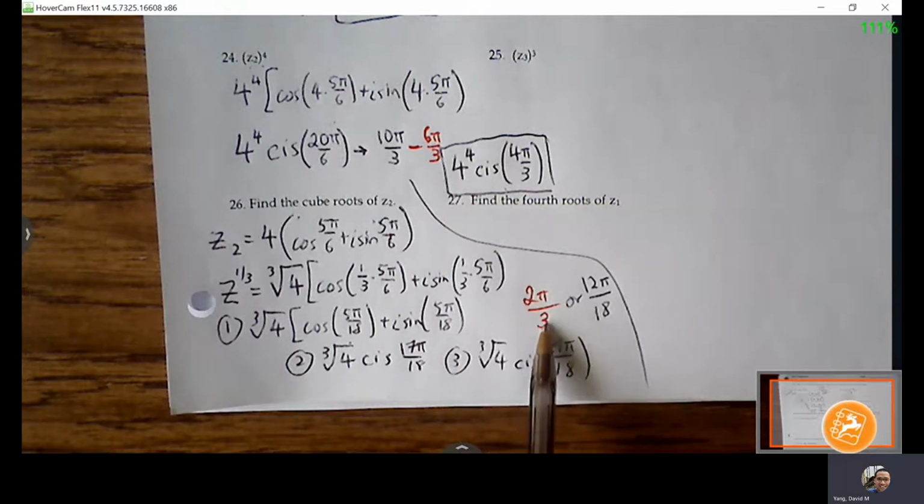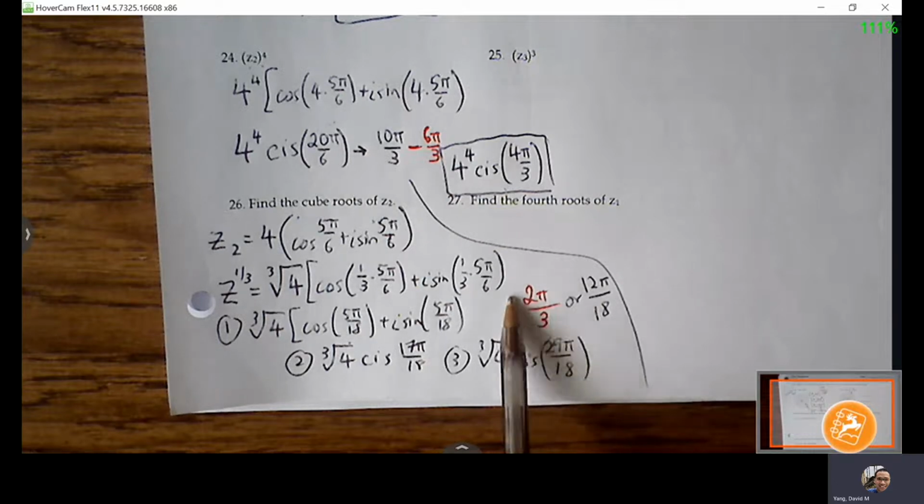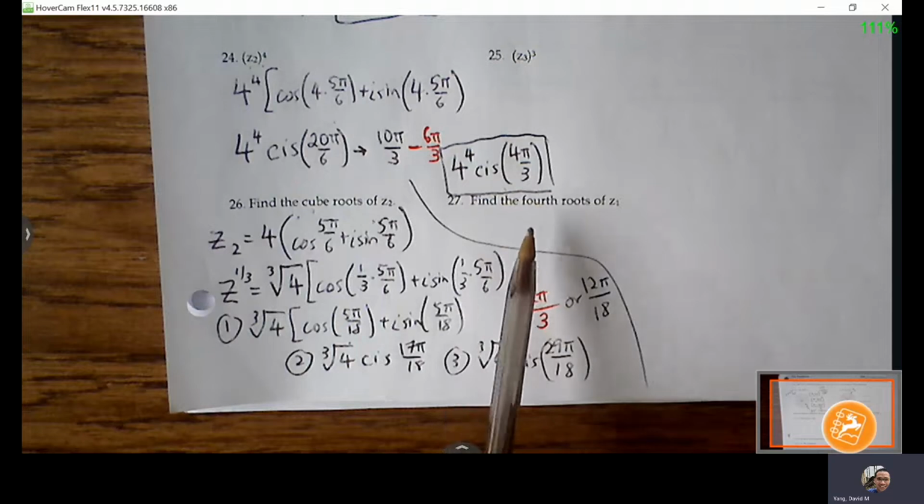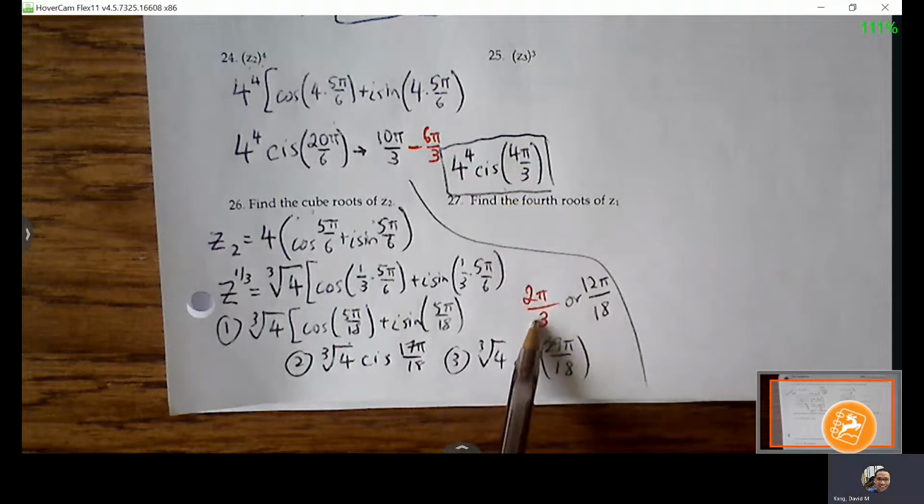Remember, because there's 3 solutions, right? So I have to space out my solutions around the circle. So it's 2 pi divided by however many solutions. And it says cube root, so I know I'm looking for 3 solutions. So the fourth one, that's right.